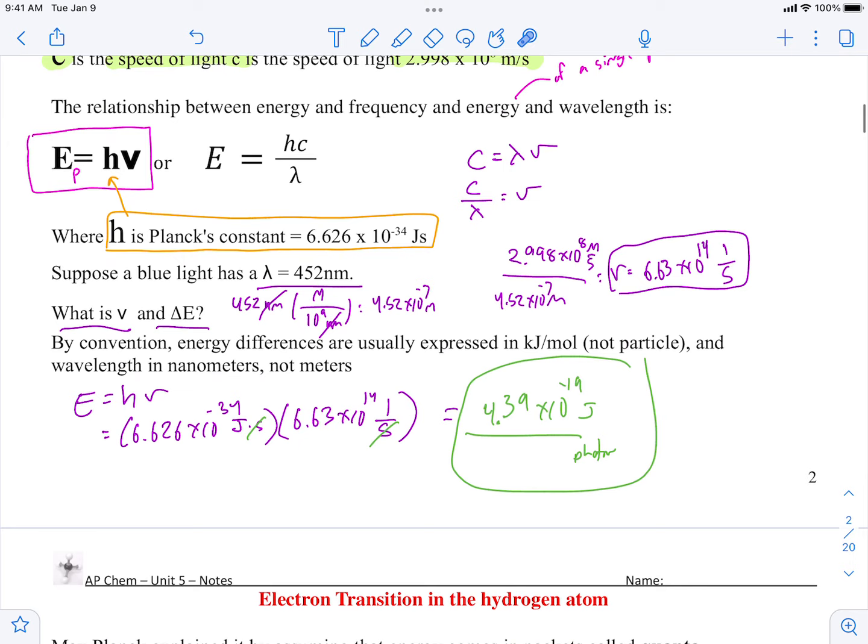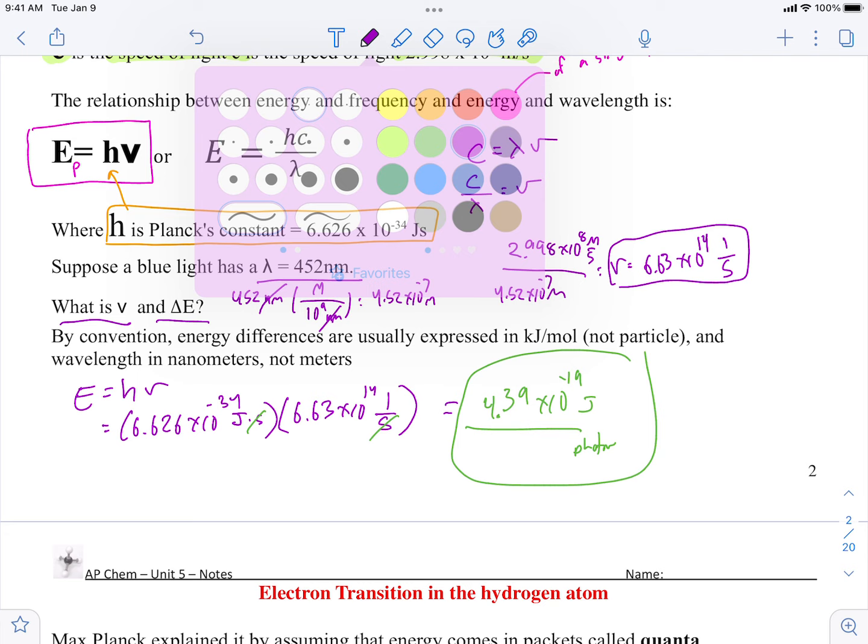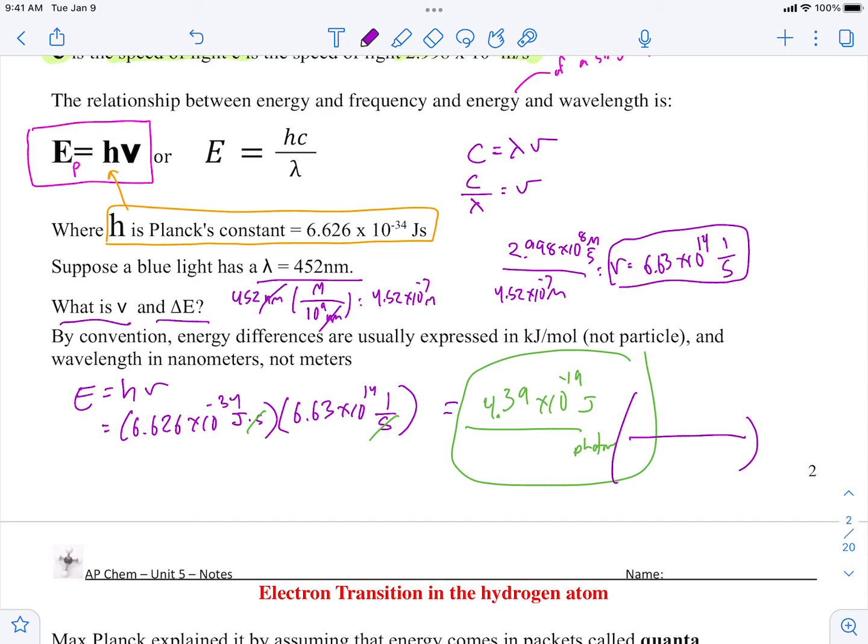All right. So, we're not done yet. By convention, energy is expressed in kilojoules per mole. So since that is how many joules there are per photon, and there's 6.022 times 10 to the 23rd photons in a mole, and then there's 1,000 joules per kilojoule, multiply this by Avogadro's number, divide by 1,000. So this is going to be 265 kilojoules per mole.